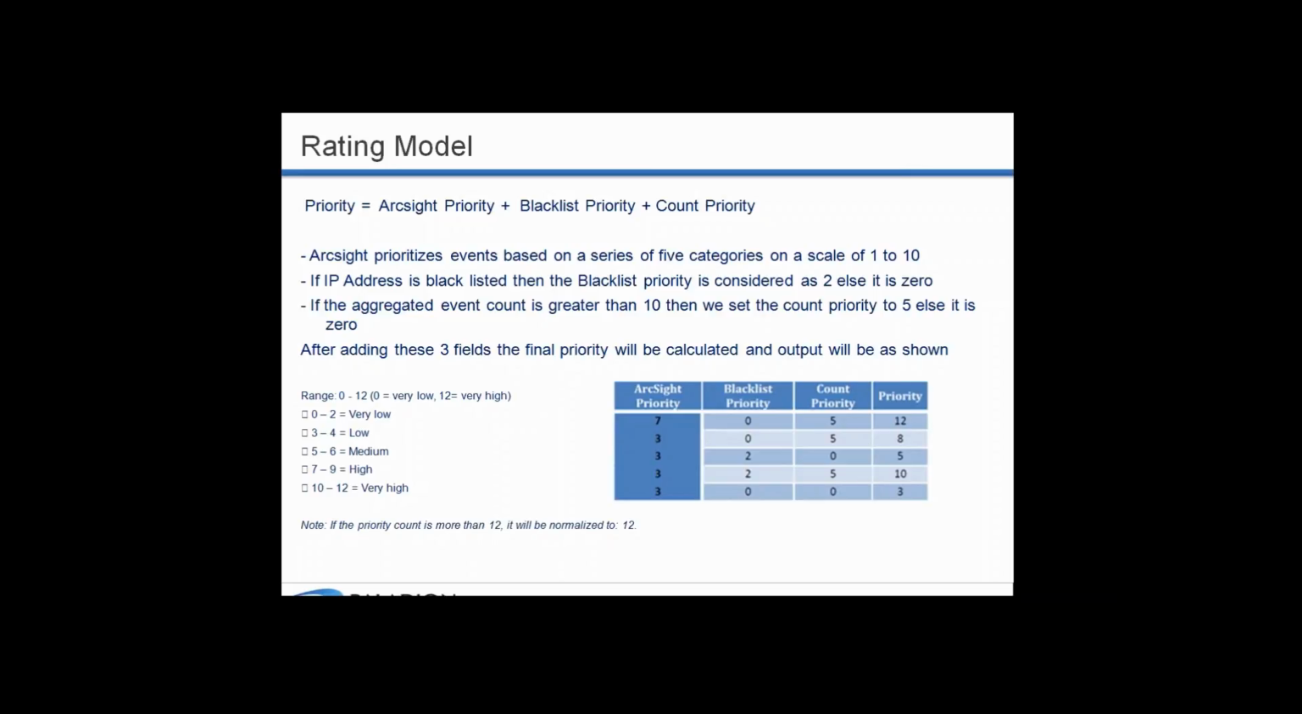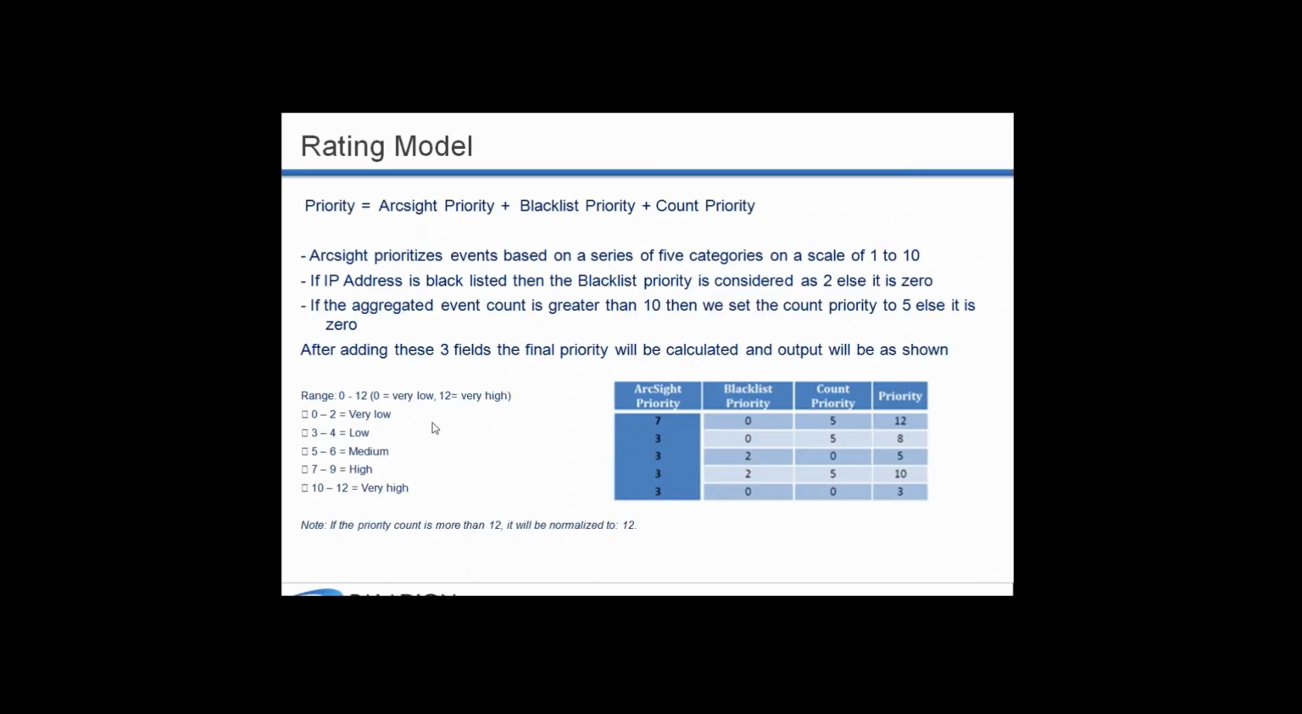Coming to the blacklist priority, it is determined by the intelligence feeds we obtain, and the event is assigned a value based on the IP reputation. And then there is a count priority, which is basically calculated based on aggregated event count. So if an IP address is blacklisted, then the blacklist priority is considered as 2, else it is 0. If the aggregated event count is greater than 10, then we set the count priority to 5, else it is 0. So based on this, you can see a table which we have put in here.